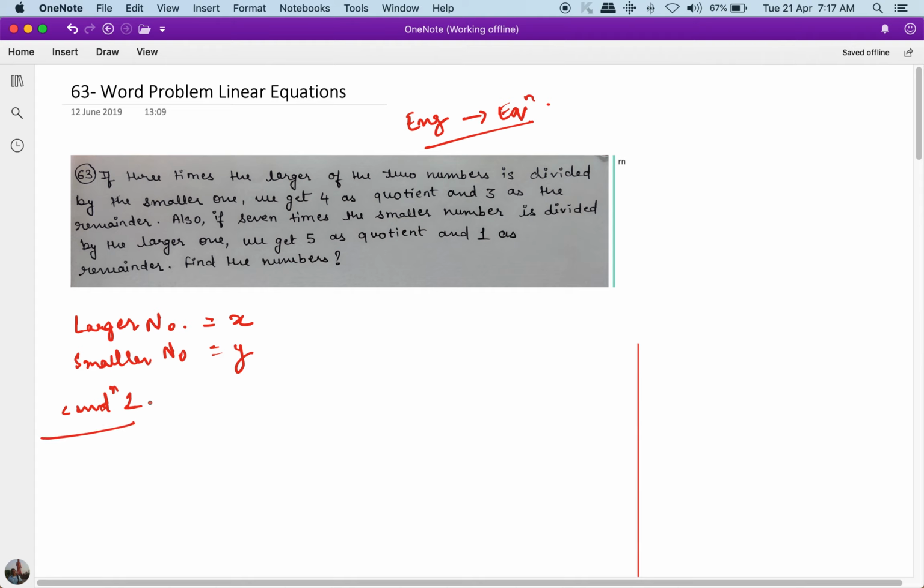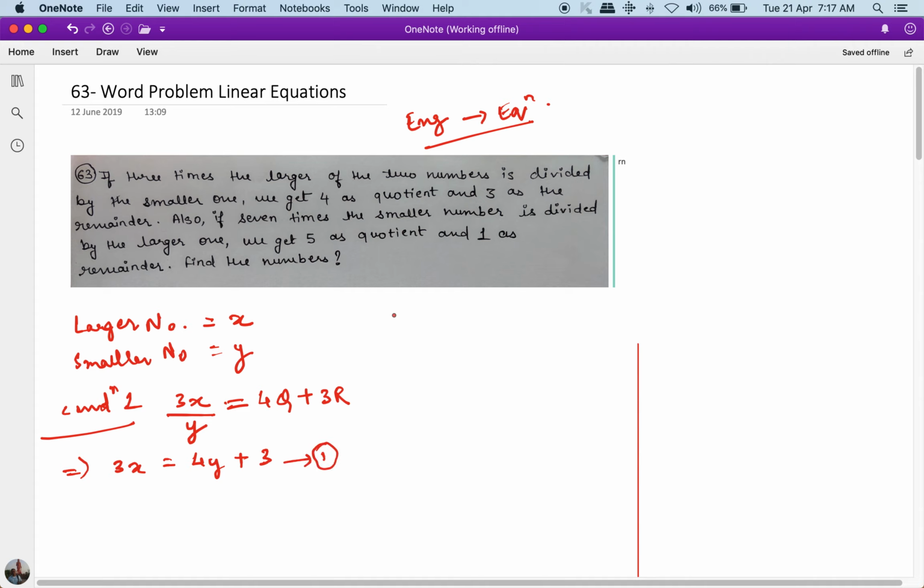Condition 1 says if 3 times the larger of the two numbers, the larger number is x, so 3 times x, is divided by the smaller number, which is y, we get 4 as the quotient and 3 as the remainder. What this effectively means is that 3x is equal to 4y plus 3. This is our condition 1.